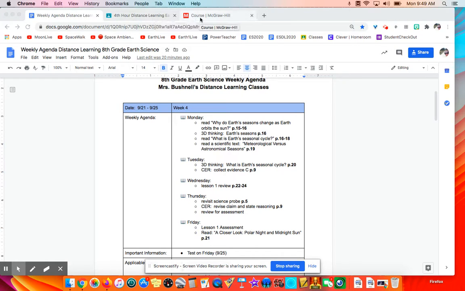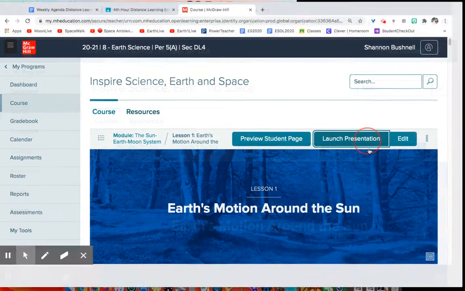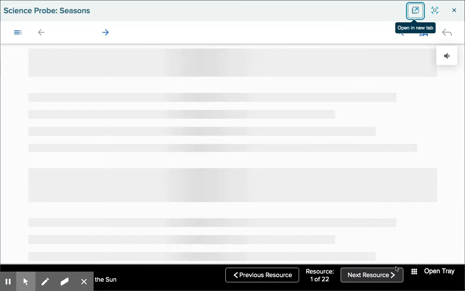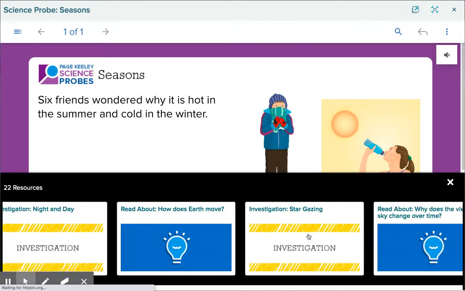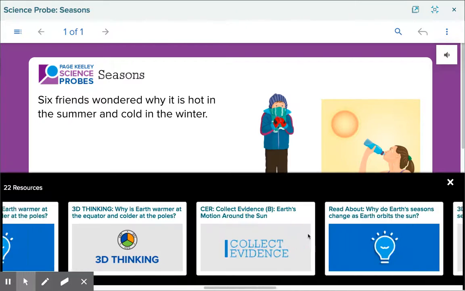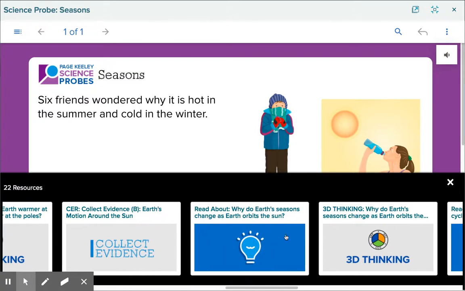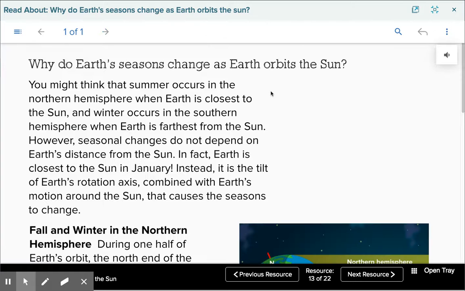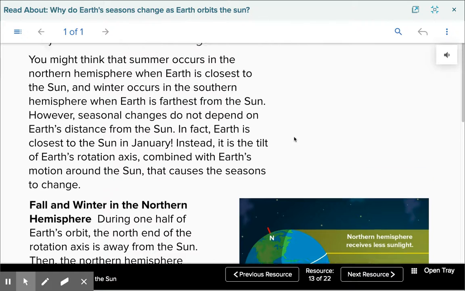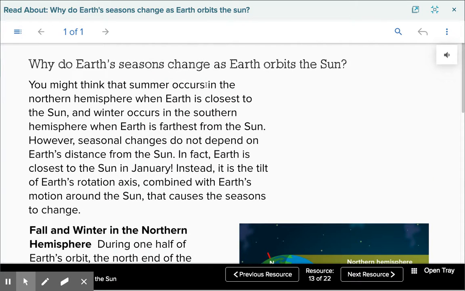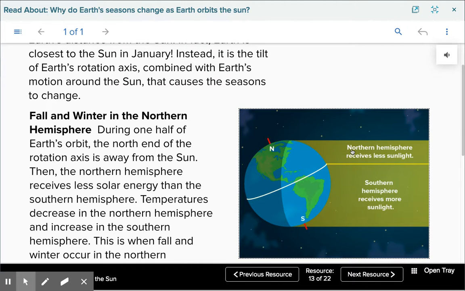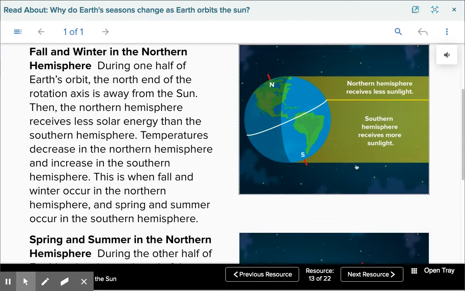For today's assignment, we start with reading about energy reaching the northern and southern hemispheres differently throughout Earth's yearly cycle. And so I would like you to read this to yourself. But this reading, which is called Why Do Earth's Seasons Change as Earth Orbits the Sun, you'll be reading about which hemisphere receives more sunlight, less sunlight, and how that affects temperatures.